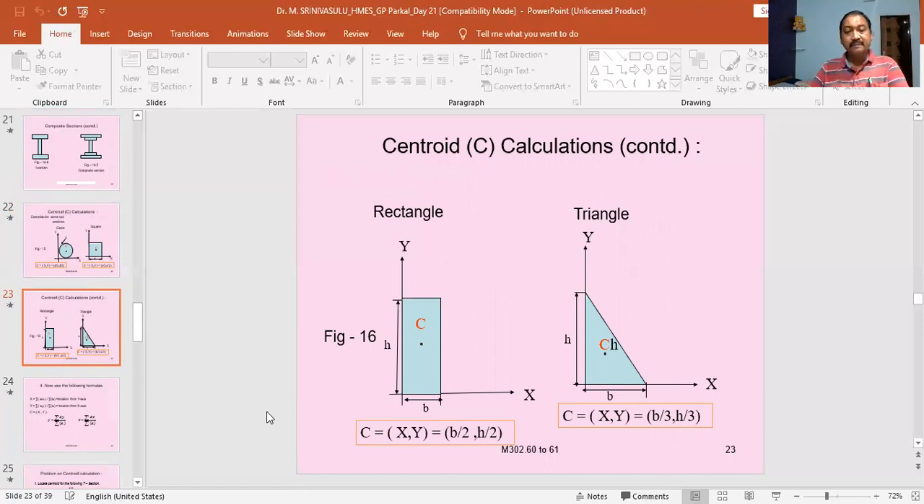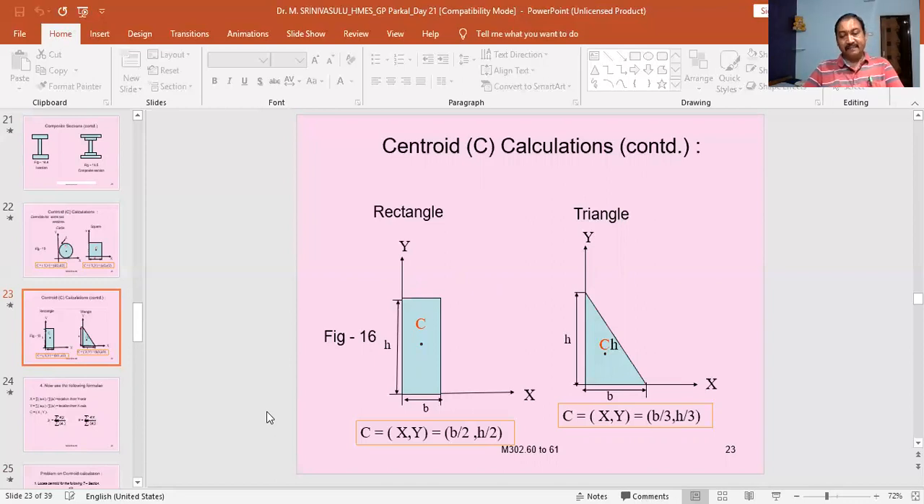Now for the rectangle and triangle. So for the rectangle, it is also at the point of intersection of the diagonals, that is nothing but the midpoint. So that point is at a distance of b by 2 from the y-axis and h by 2 from the x-axis. So the x coordinate is equal to b by 2, where b is the width, and the y coordinate is equal to h by 2, where h is the height given.